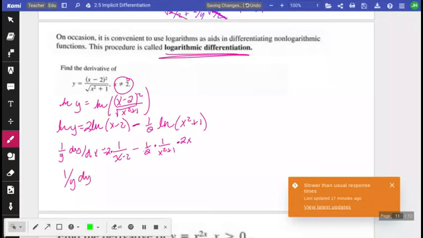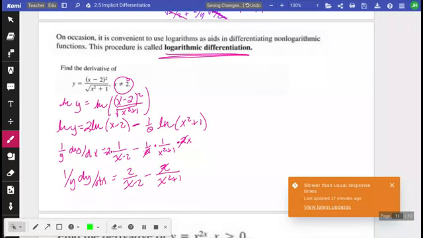So I have 1 over y, dy over dx equals 2 over x minus 2. This 1/2 and this 2 simplify, minus x all over x squared plus 1. So we have this, all right? And then we need dy over dx to solve for itself, so I will multiply both sides by y, so I can move the y to the right.